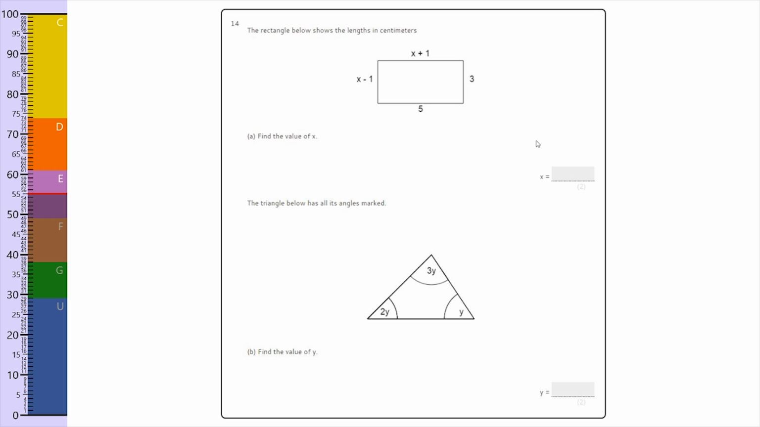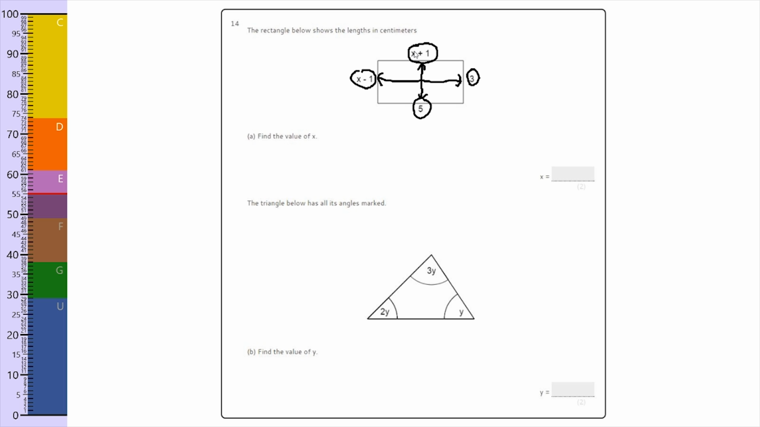Okay, so this is quite a common thing to have to know in your foundation paper. There's nothing you need to know about rectangles for this question, apart from the fact that opposite lengths are equal. So this one here and this one here are representing the same length. So these two will be equal to each other. Similarly, this one here and this one here will be equal, because opposite sides of a rectangle are equal length.